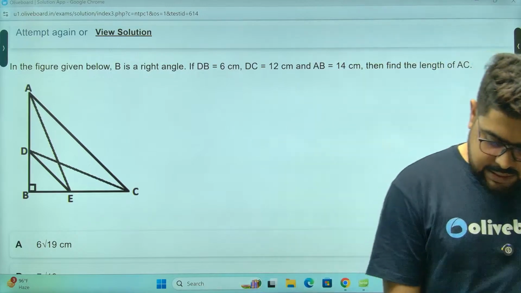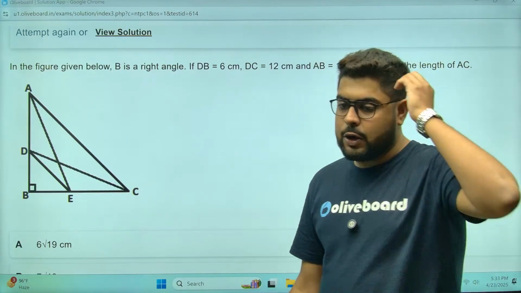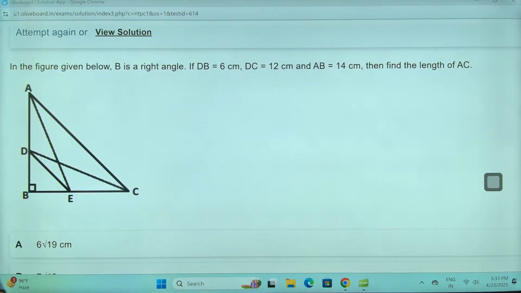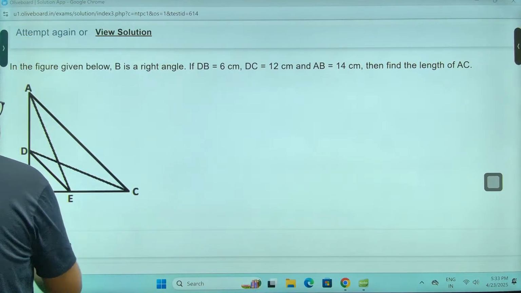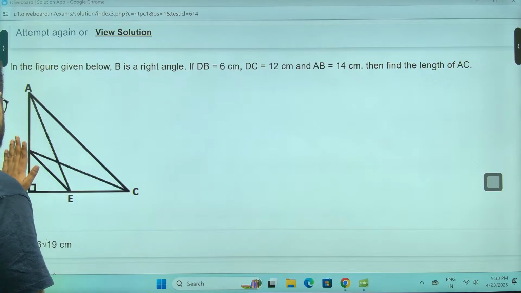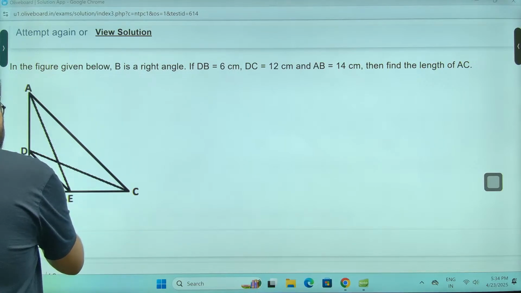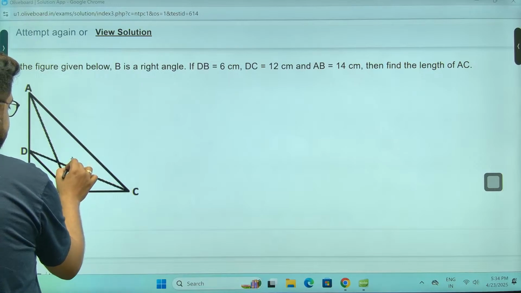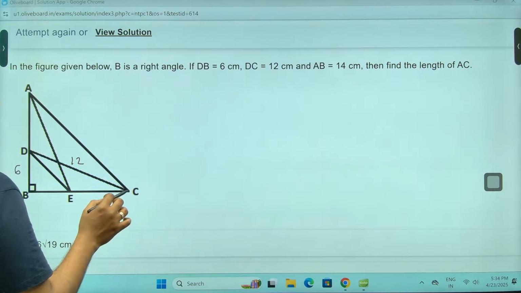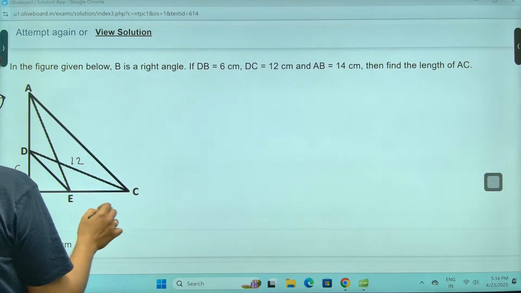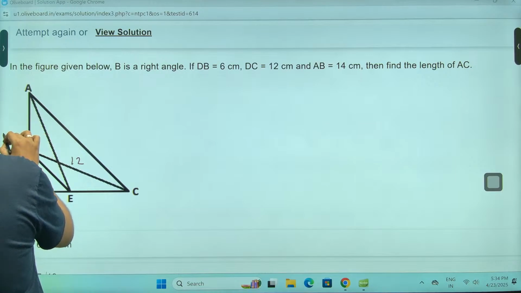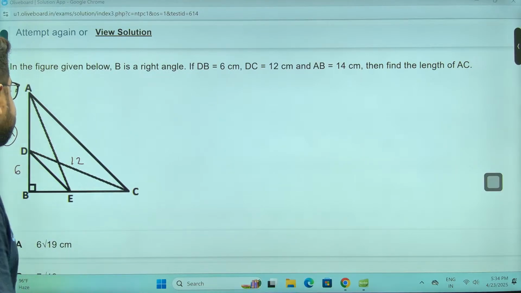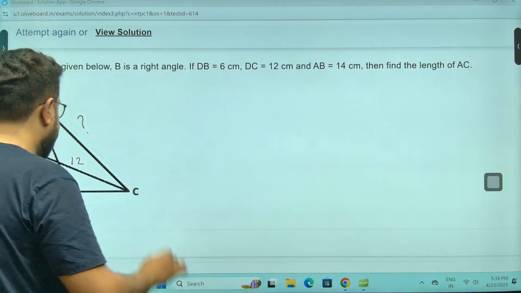I don't know what is going on. Now, B is a right angle. DB is 6. DC is 12. AB is 14. So this is the right angle thing. The length of AC, they are asking.